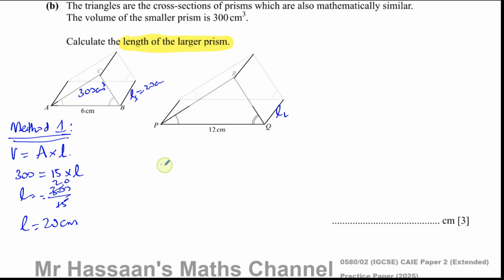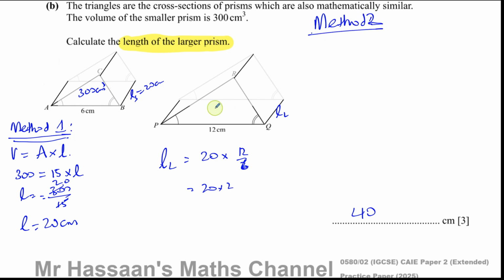So we can say that the length of the larger prism is going to be equal to 20 times 12 over 6, which is 2. So 20 times 2, which is 40 centimeters. Okay, we could have also done it another way. I think that's an easy way to do it, to be honest. We could have done it another way.